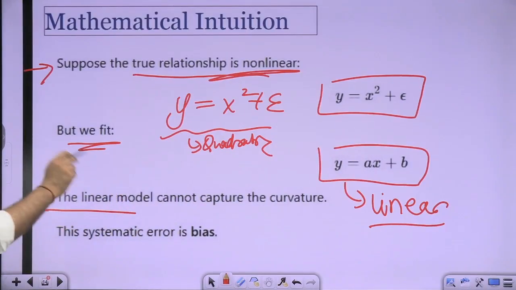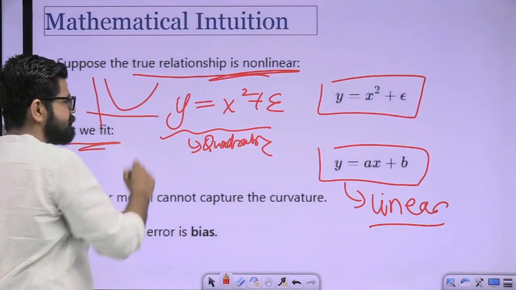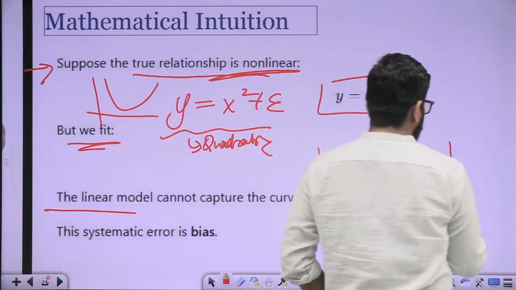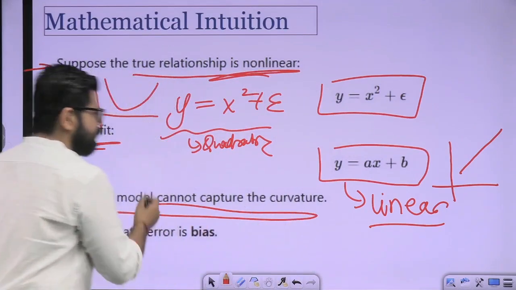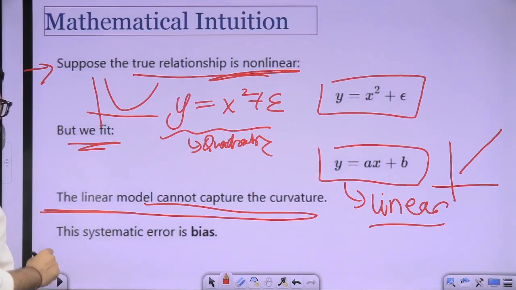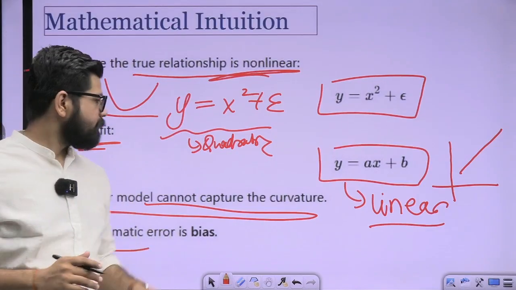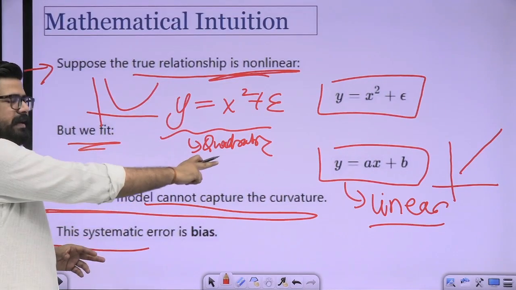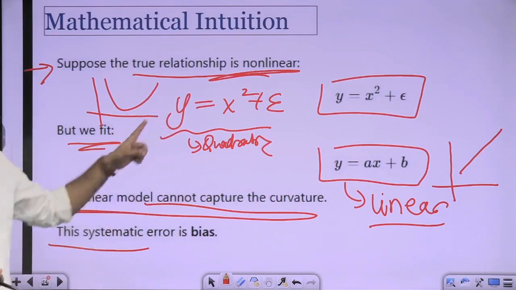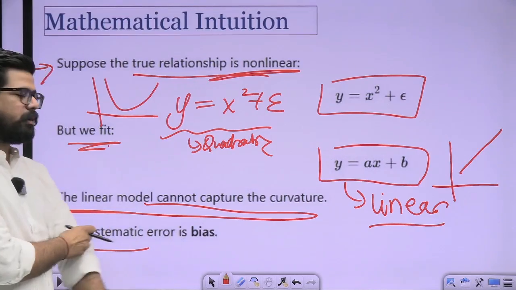That means a linear model cannot capture the curvature, because you already know the quadratic equation has a curvature like this, and the linear model looks like this. So the linear model cannot capture the curvature present in the quadratic equation. This systematic error is the bias in your example. I hope you are able to understand it mathematically as well: we have a quadratic and we fit it with a linear model, which definitely does not predict the quadratic curvature. That's why a systematic error, or bias, will be present in your model.